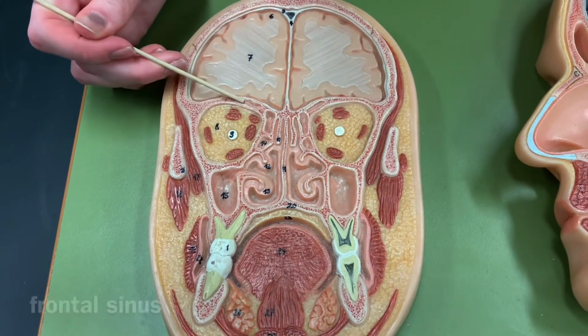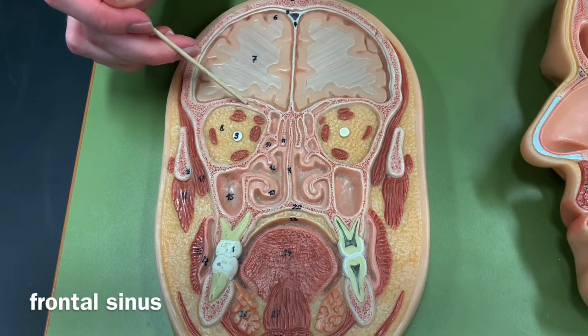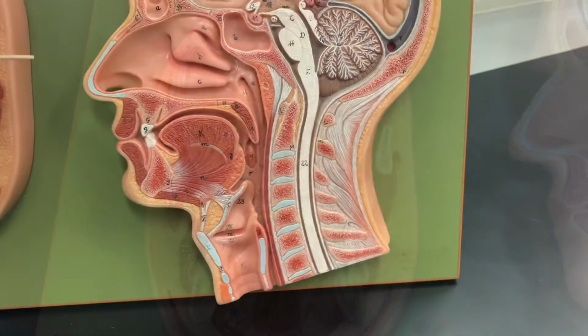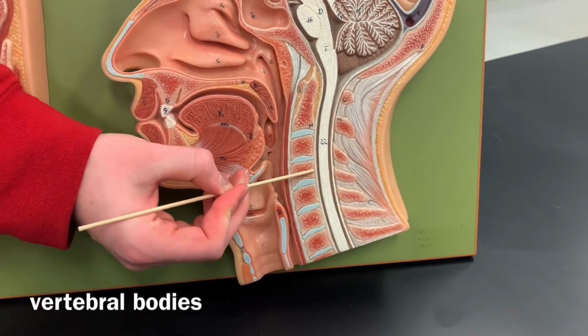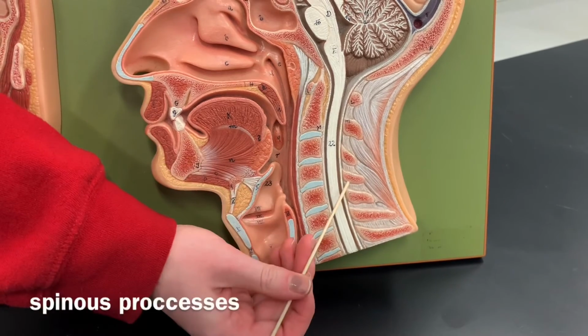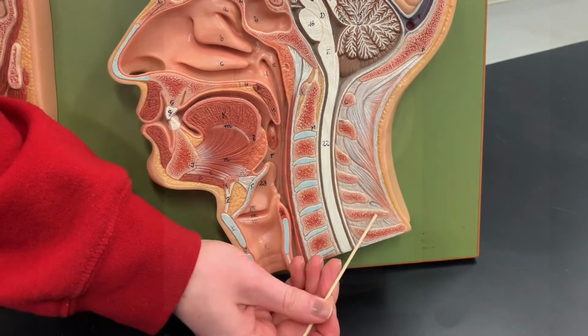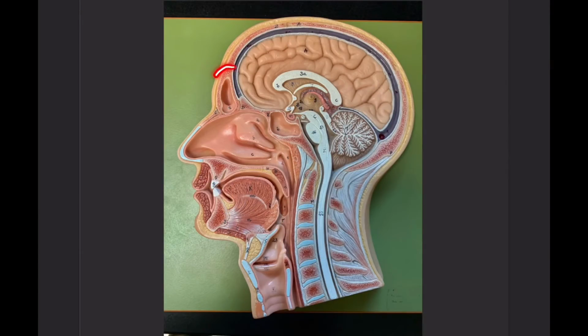And then here we have our frontal sinus within our frontal bone. And then over here, we can see the bodies of the vertebrae and the spinous processes. Here's the frontal sinus of the frontal bone, the crista galli of the ethmoid bone, the superior nasal concha of the ethmoid bone, the middle nasal concha of the ethmoid bone, and the inferior nasal concha, which is its own bone.